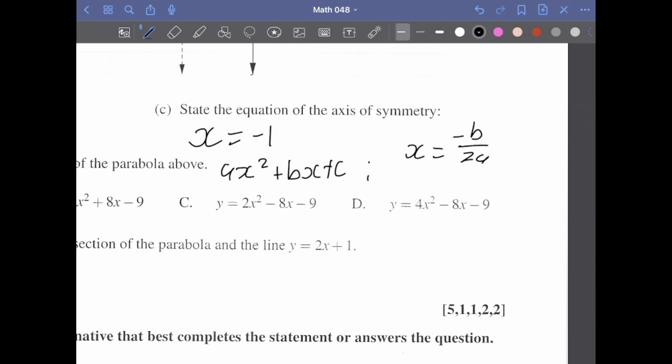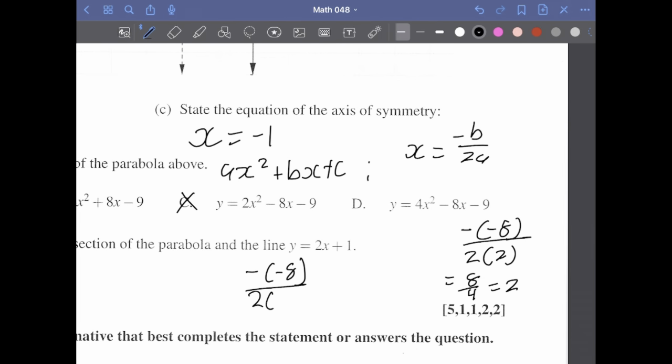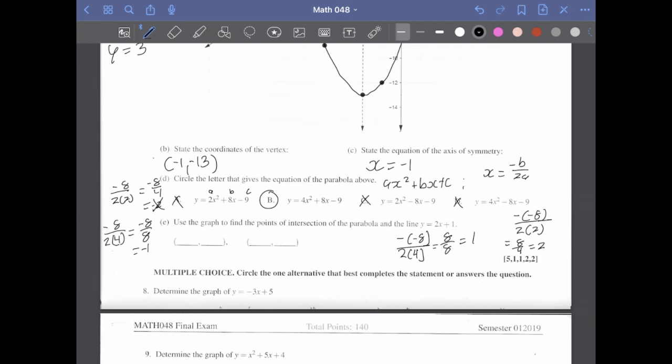So let's check them. For C, b is negative 8, so that would be negative, open bracket, negative 8, because remember, that's already negative, divided by 2 times 2. So that's positive 8 divided by 4. That would be positive 2. See, that's not what we want. Next one, again, negative 8 divided by 2 times positive 4. That's equal to positive 8 divided by 8, which is equal to 1. So we don't want that because we want negative 1. So our answer is B.